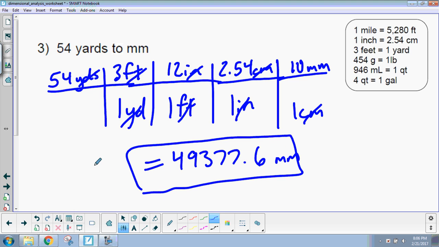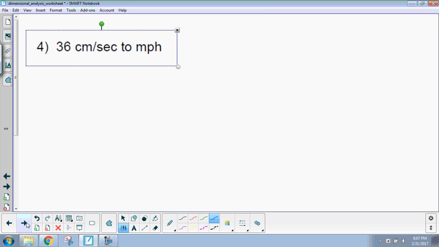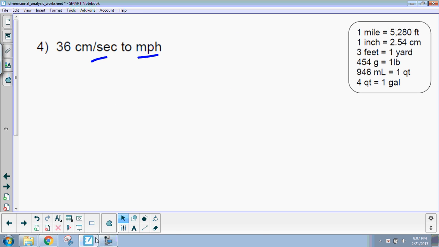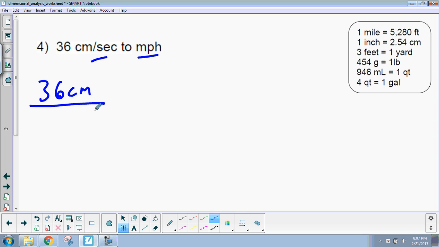Guys, this is the basic idea. I'm going to do a hard one, then I gotta quit. It's taking too much out of me. This one has 2 things we gotta worry about. 36 centimeters per second over miles per hour. So we gotta worry about 2 conversions. 36 centimeters over 1 second. Same rules apply. I'm trying to get to miles and hours. So let's convert the centimeters first.